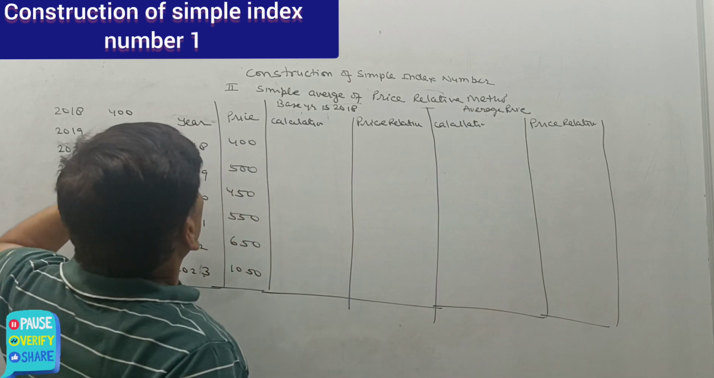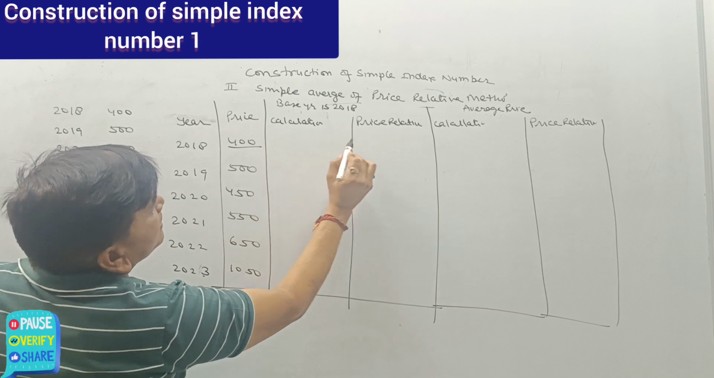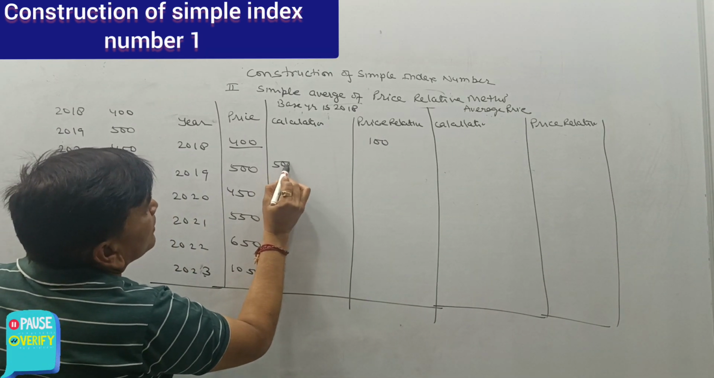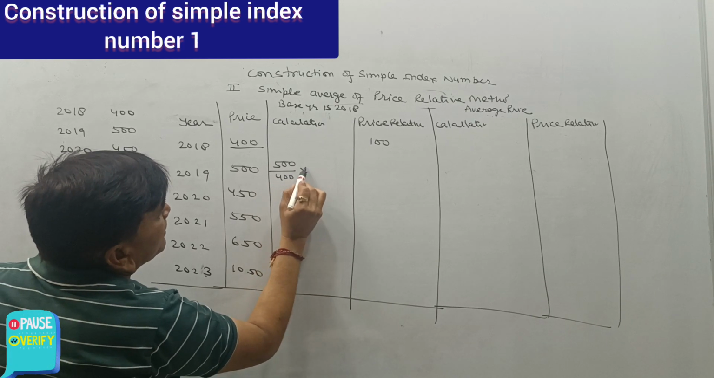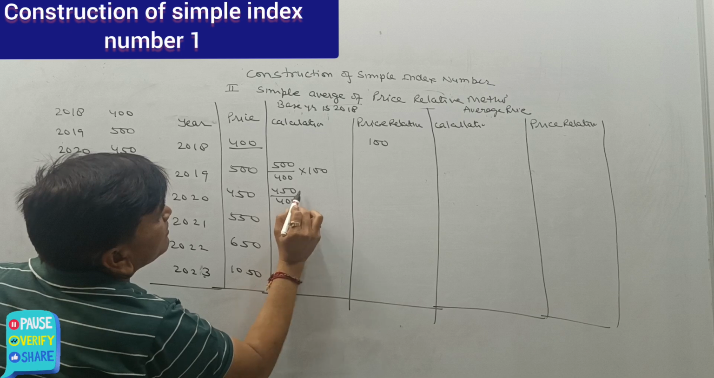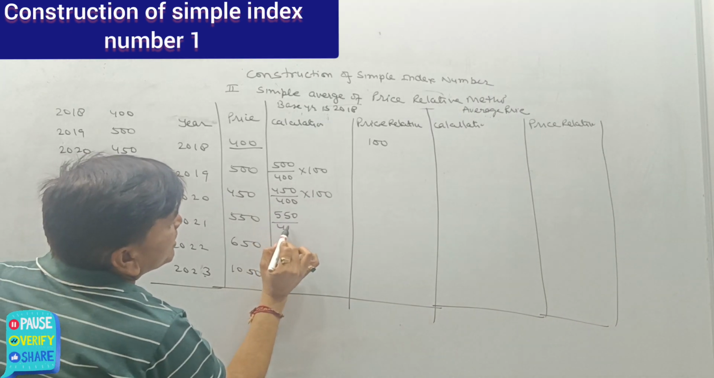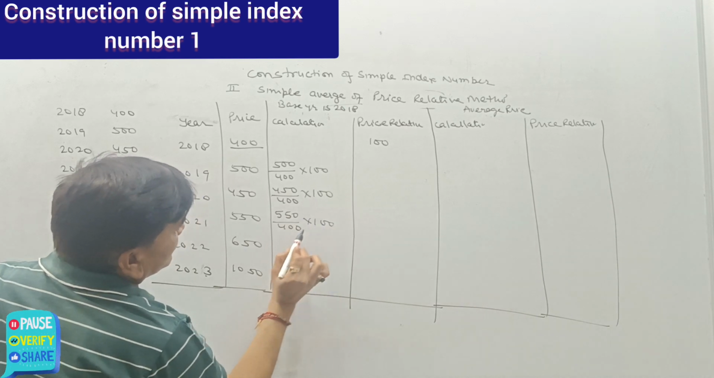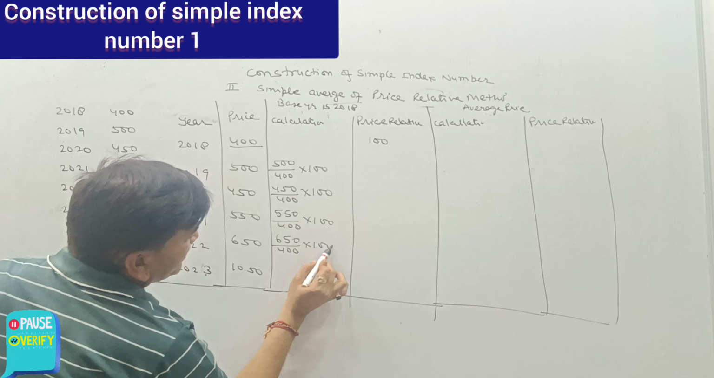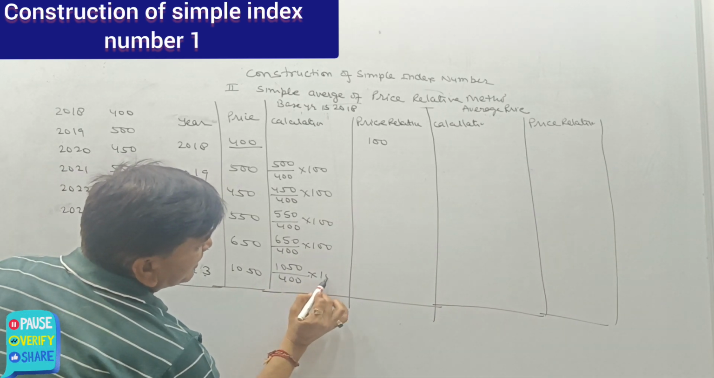First one, we suppose this is our base, so this relative we suppose is 100. So 500 divided by 400 multiply by 100. 450 divided by 400 multiply by 100. 550 divided by base year price multiply by 100. 650 divided by base year price multiply by 100, and 1050 divided by base year price multiply by 100.